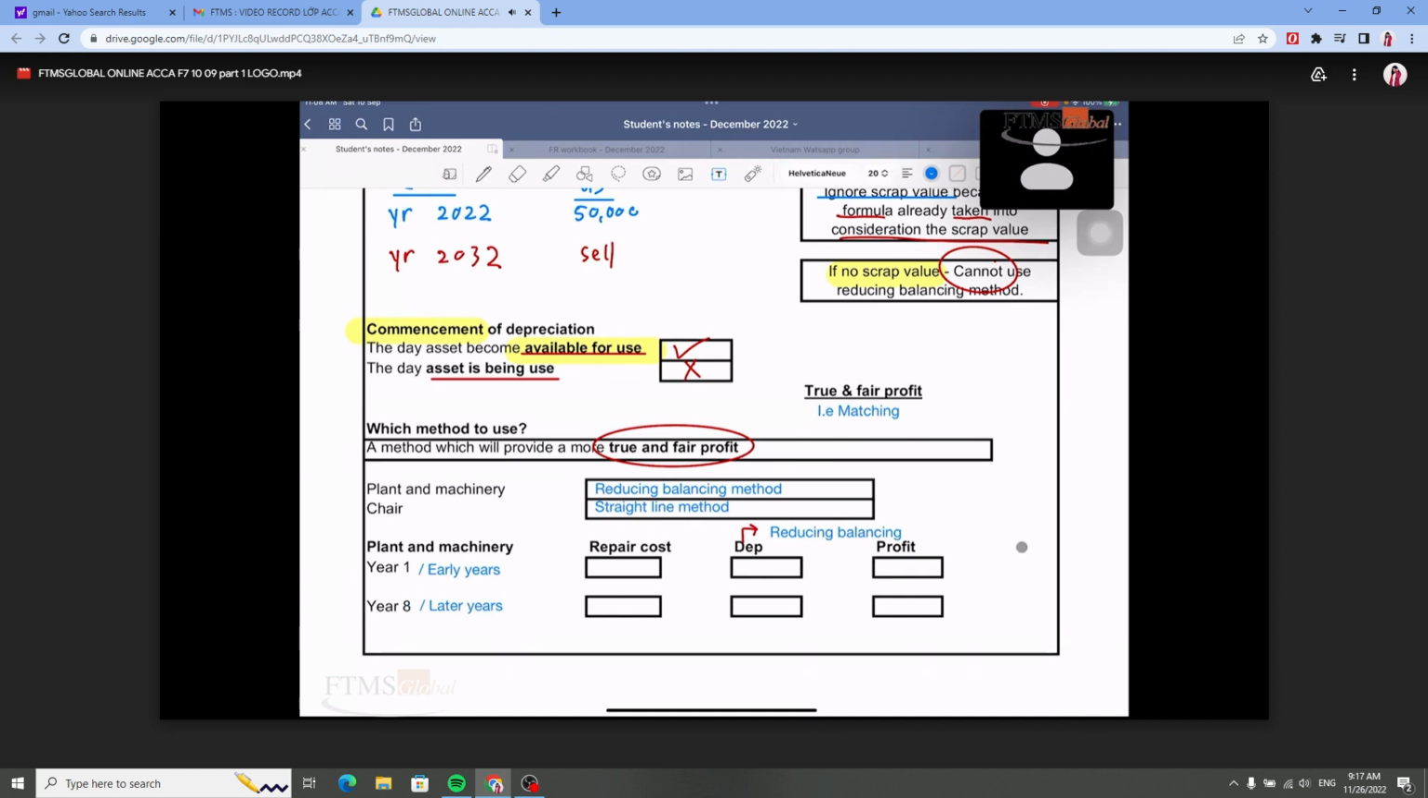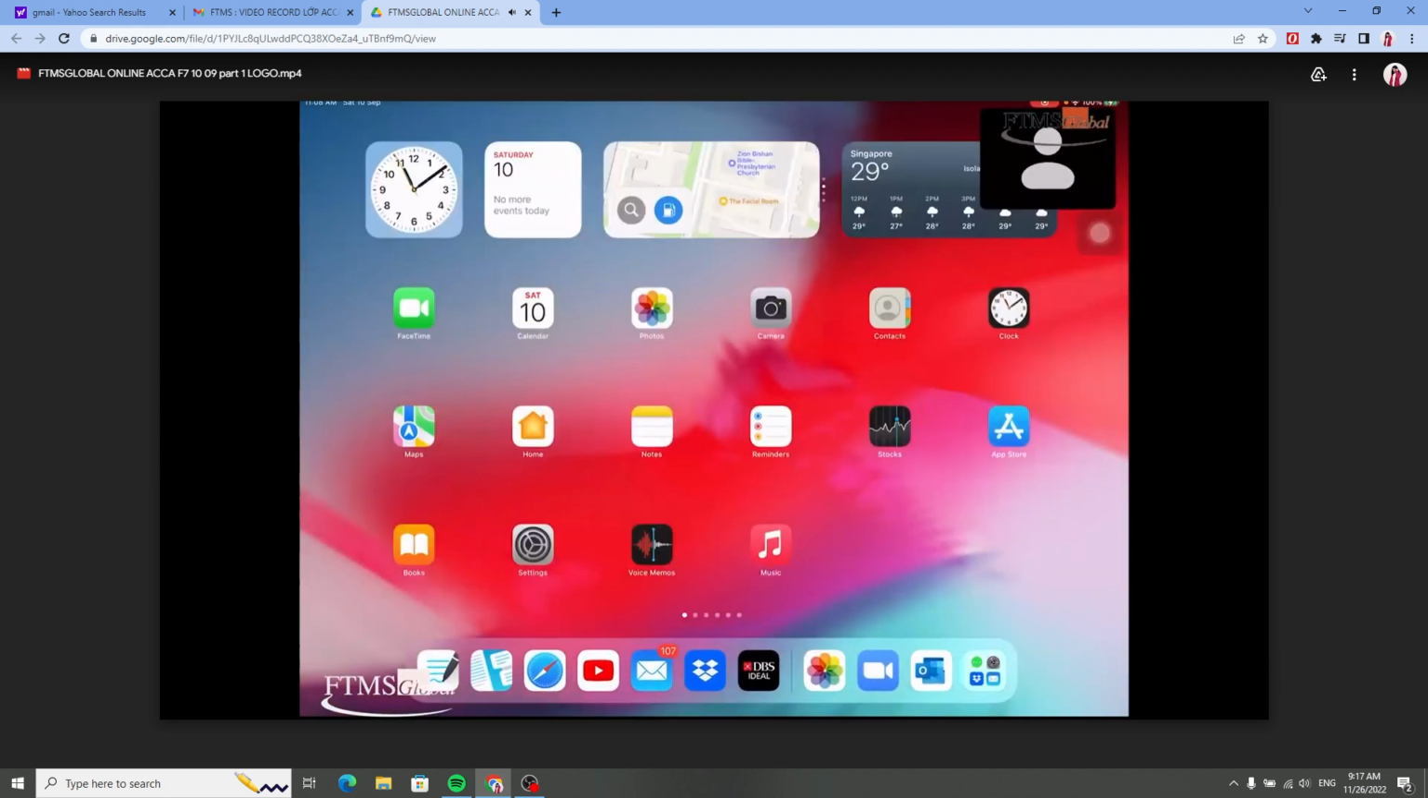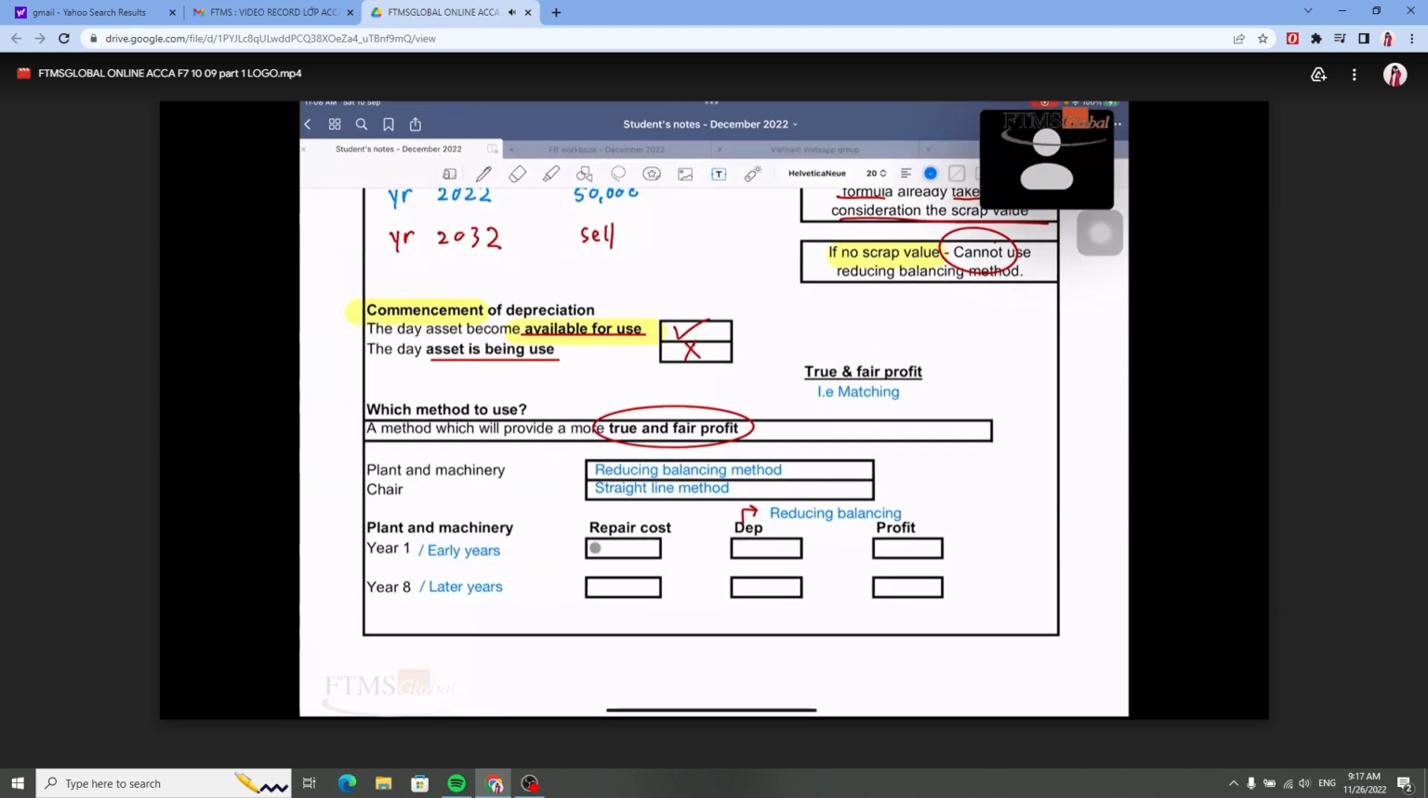Okay, so plant and machinery. Let me ask you one question. For plant and machinery, the repair cost in early years, meaning year one, do you think it is high or low? If I repair a machine in the early years, the repair cost should be high or low? Low, correct. So repair cost in early years is low.